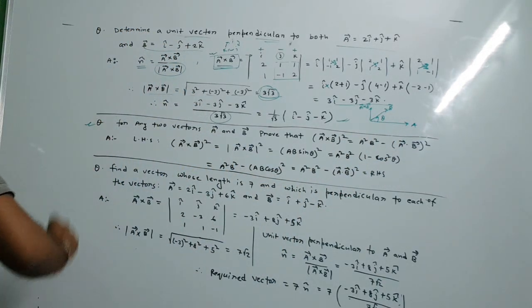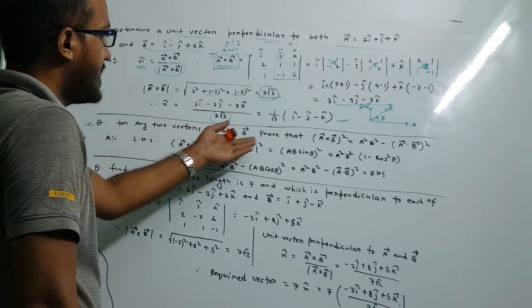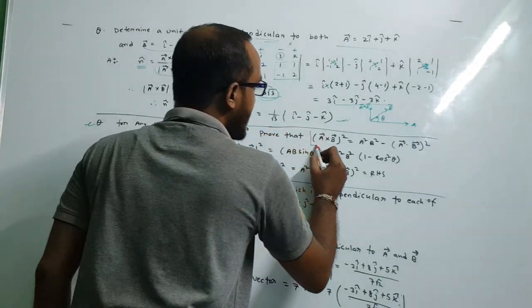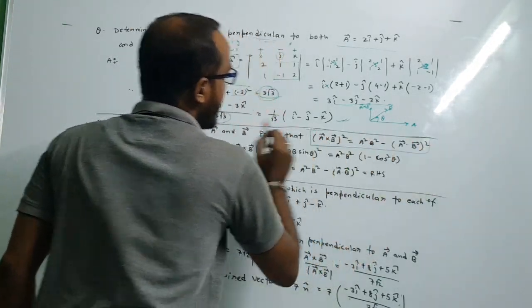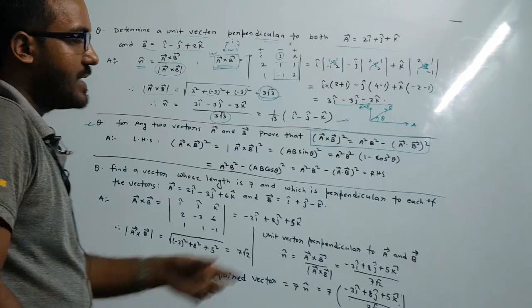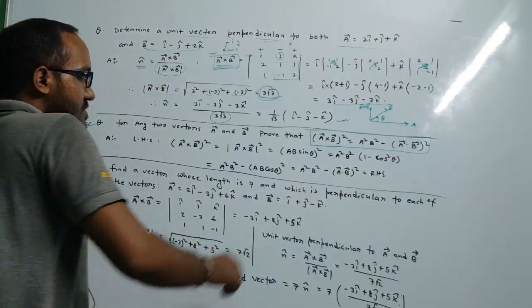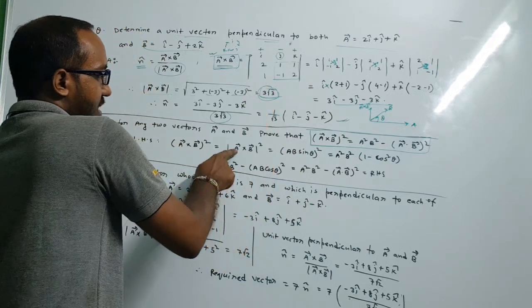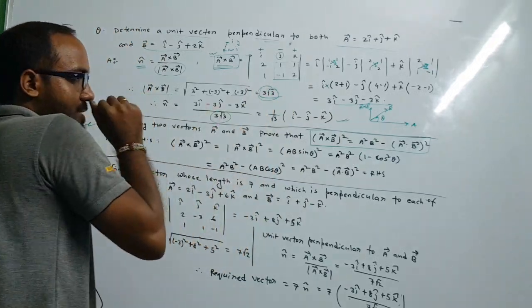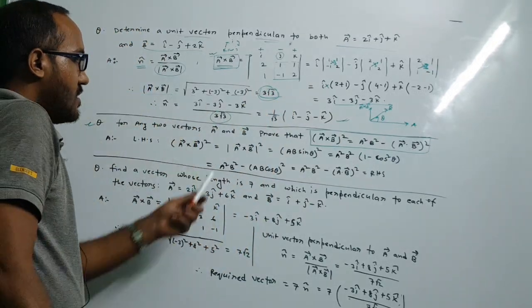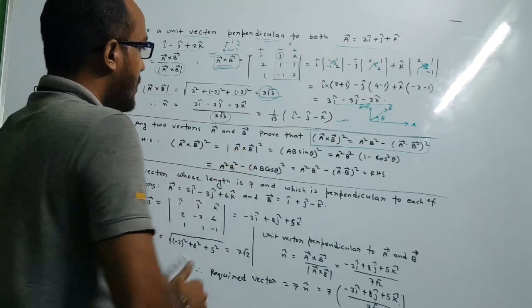Now come to the second question. For any two vectors A and B, prove that mod of A cross B whole square is equal to A square into B square minus A dot B whole square. Now see, A cross B whole square and mod of A cross B whole square are the same thing. So mod of A cross B whole square, mod of A cross B.